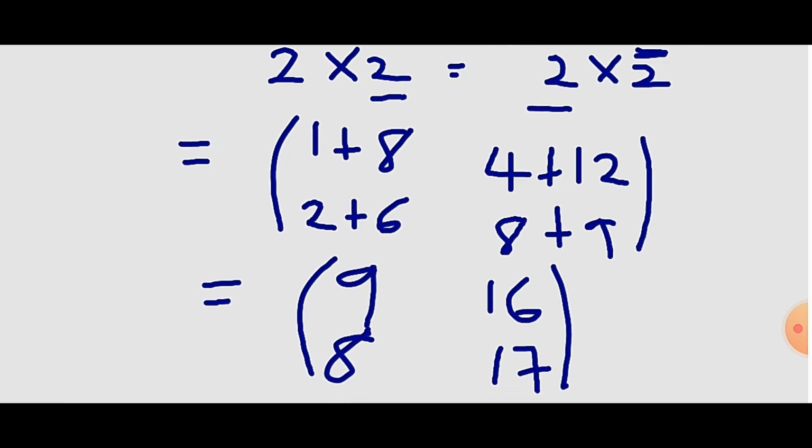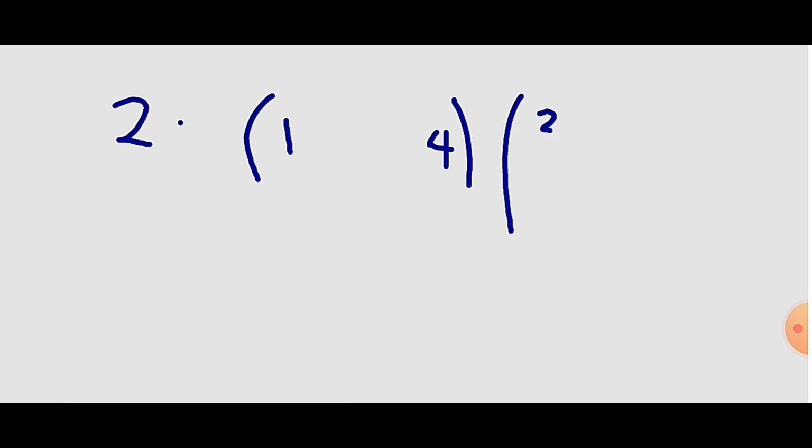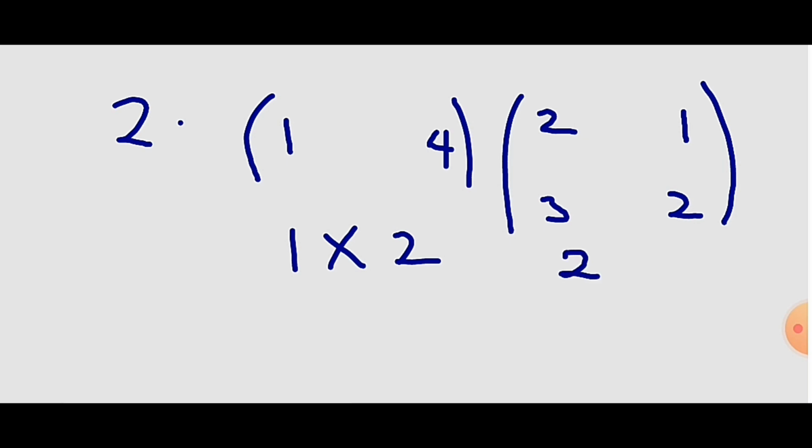Example number 2 is we want to multiply 1, 4 with 2, 1, 3, 2. The first step is to check whether the multiplication is possible. This one here is a 1 by 2, and the second matrix is a 2 by 2. The multiplication is possible because the number of columns in the first matrix is equal to the number of rows in the second matrix.